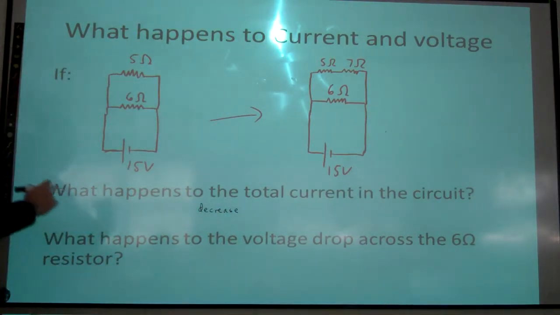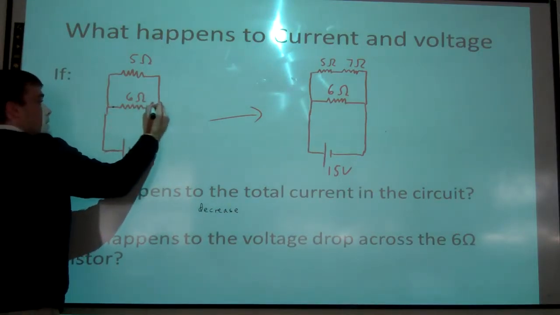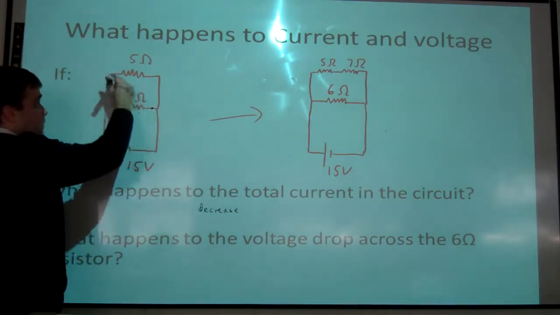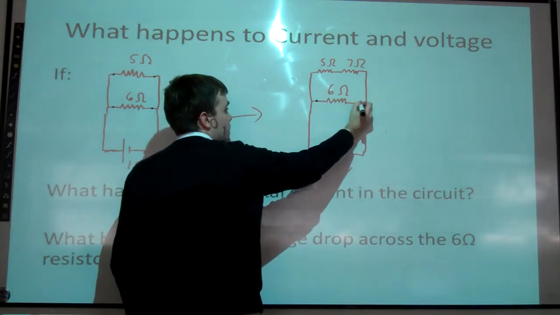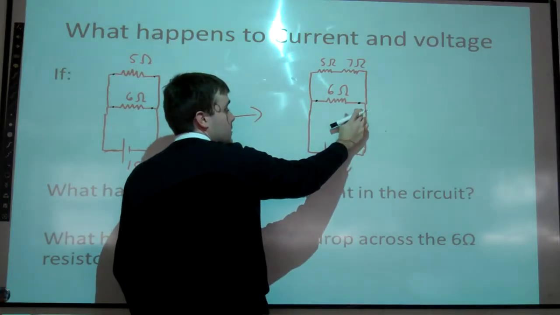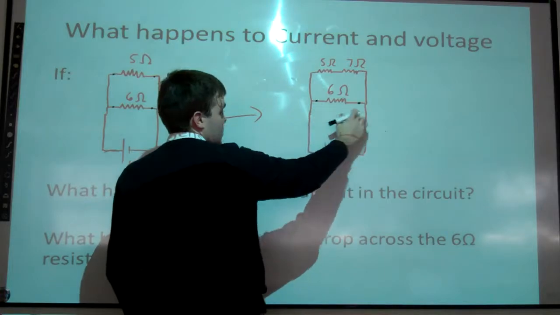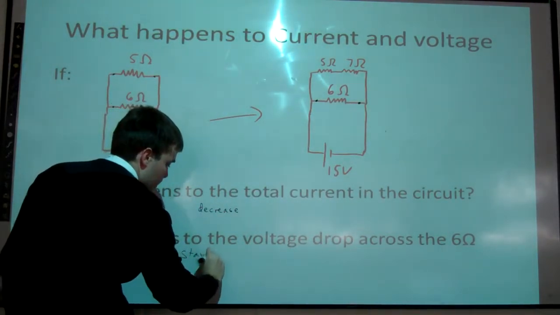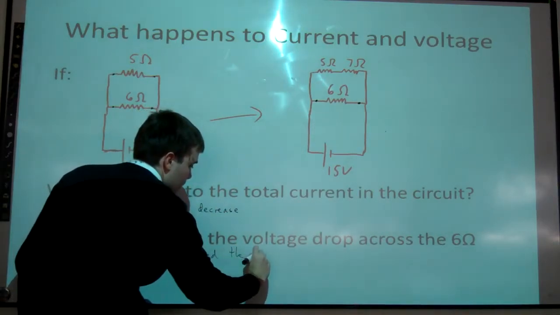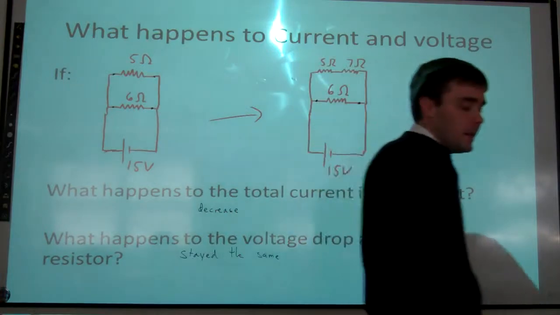Now what happened to the voltage drop across the 6 ohm resistor? From here to here, it was 15. From here to here, it was 15 as well. Now, from here to here, it's still 15 since there's still just one resistor in that branch. These two have changed, but for the 6 ohm one, the voltage drop has stayed the same. Right, on to the next one.